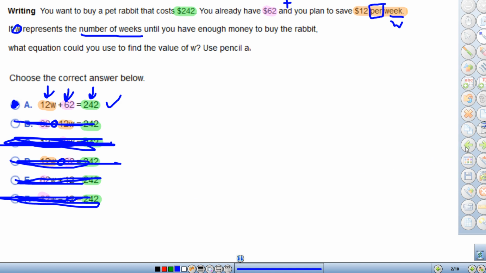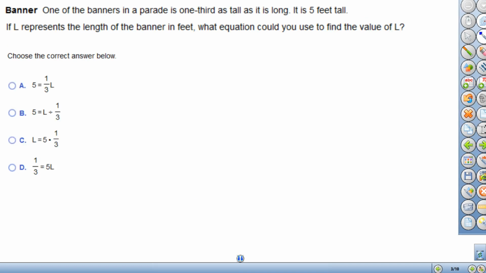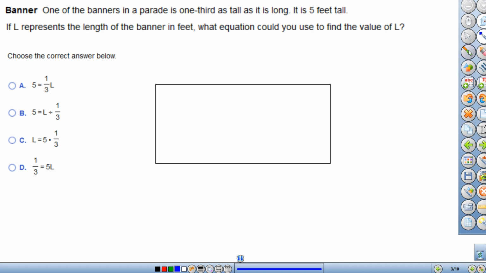Now we've got another question here. One of the banners in a parade is 1/3 as tall as it is long. It's 5 feet tall. If L represents the length of the banner in feet, what equation could you use to find the value of L? So first, let's take a look by drawing the shape. We've got our banner. The problem tells us that it is 1/3 as tall as it is long. Then it tells us that the banner is 5 feet tall.